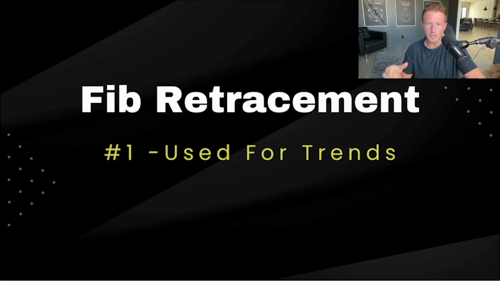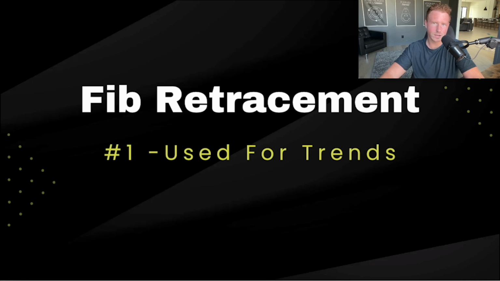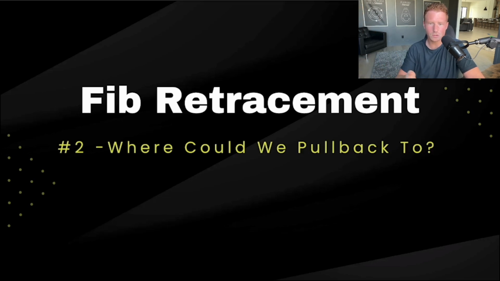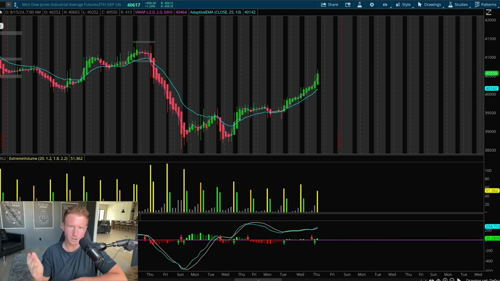So when it comes to trading, how do we specifically use the Fibonacci retracement? The first thing is it's used for trends. For those who don't know, I'm a trend pullback trader. So I'm only trading with the bigger time frame trends, and I'm waiting for intraday pullbacks to get in and continue riding the trend. What the fib retracement does is it tells you where we could pull back to. If we're in a trend and we're pulling back, the fib levels give a good estimate of where we can pull back to as an extra confirmation. Then once we pull back to the level, we can look for confirmations when we hit that fib level. So let me show you an example of the trade I took this morning and how I use the fib retracement levels as an extra confirmation.